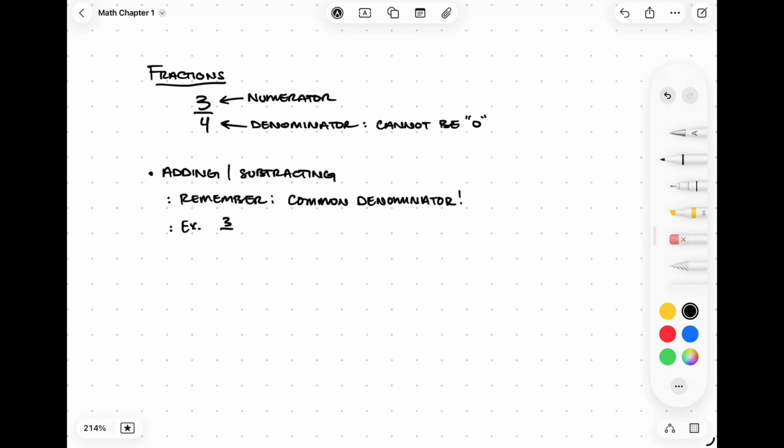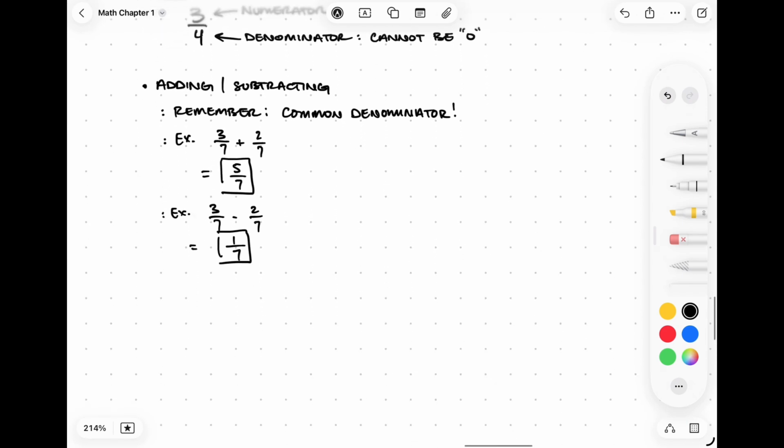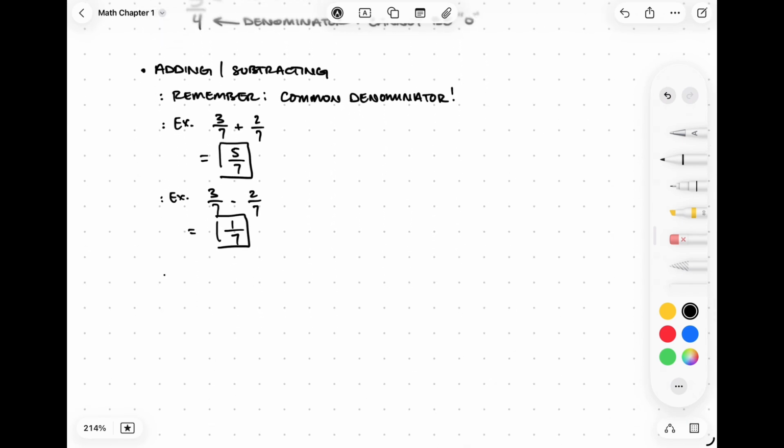We have 3 over 7 plus 2 over 7. You see that the denominator is the same. Actually, I'll do the equals on here. And so we could add the 3 and the 2, and the denominator stays the same. This is also true for 3 over 7 minus 2 over 7. And so the denominator stays the same. So we have 1 over 7. All right, so that's a very simple introduction to fractions.